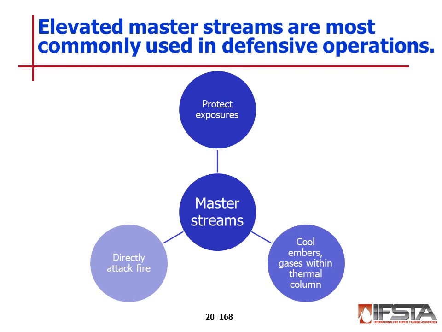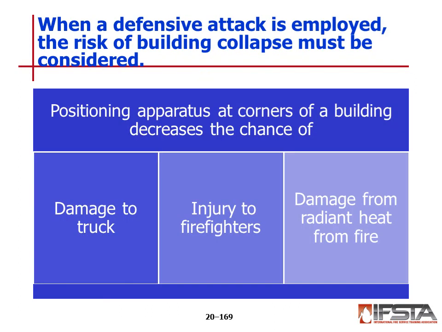Elevated master streams, most commonly used in defensive operations, directly attack the fire, cool embers and gases within the thermal column, and protect exposures. When a defensive attack is employed, risk of building collapse must be considered. Positioning the apparatus at the corner of the building or at an otherwise safe distance from the building decreases the chance of damage to the truck and injury to firefighters in the event of a building collapse. It also decreases the chances of damage from radiant heat from the fire. Safe distance must be balanced with a close enough distance to allow the bulk of the fire stream to reach the seat of the fire area or exposure being protected.